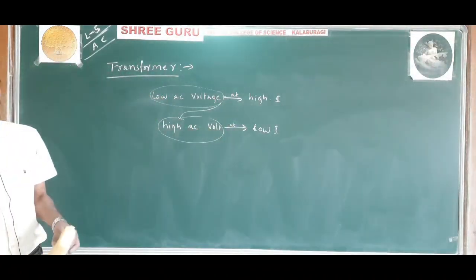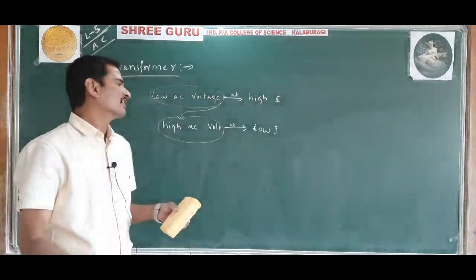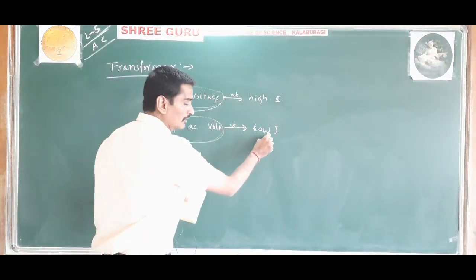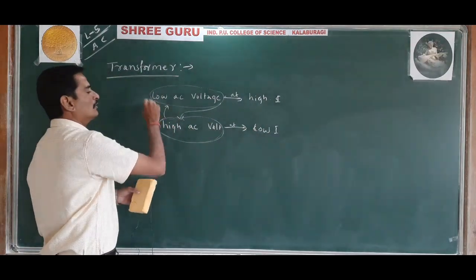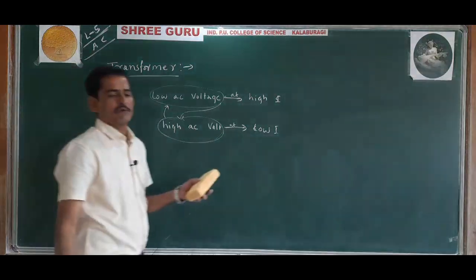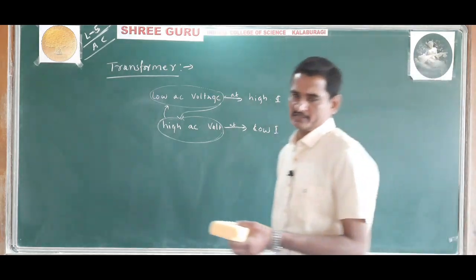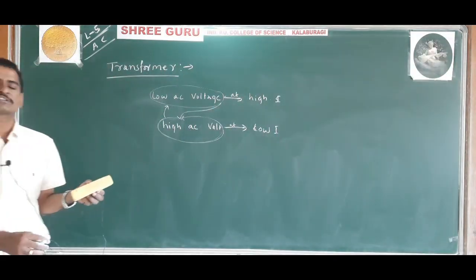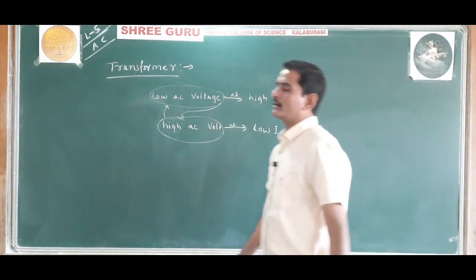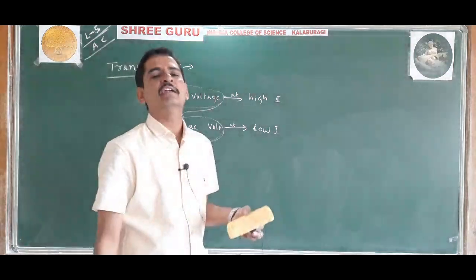Or vice versa. A transformer is a device which is used to convert high alternating voltage at low current into low alternating voltage at high current. Thus, a transformer is a device which is used to either increase or decrease the alternating voltage. That device is called a transformer. Alternating voltage can be very easily increased or very easily decreased.